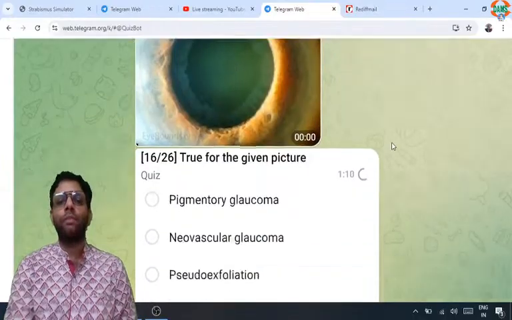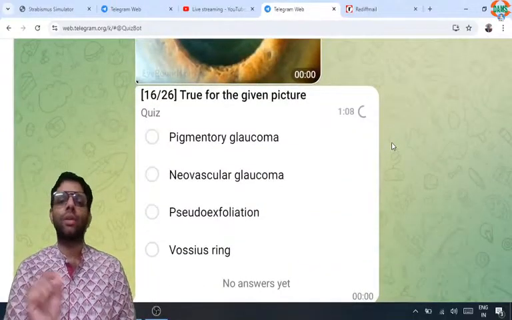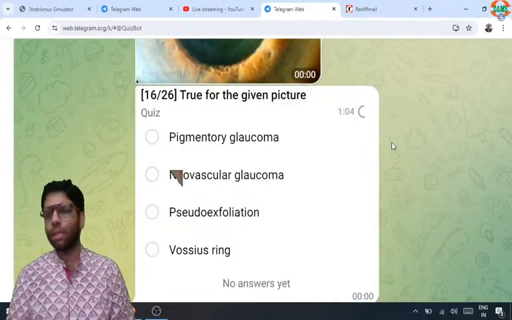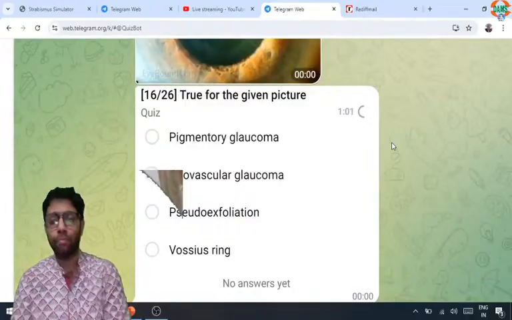And neovascular glaucoma, if they want to ask, they will show you new vessels on the iris. Pigmentary glaucoma picture usually they won't ask, but pigmentary glaucoma is a very important question. Secondary glaucoma is also very important. I gave it in the predictors.